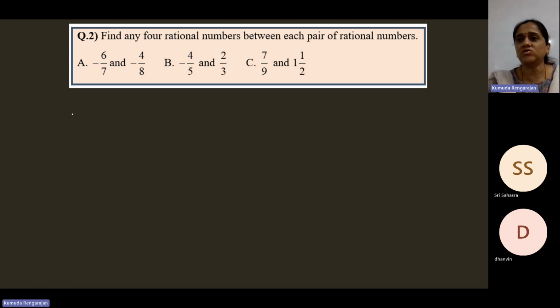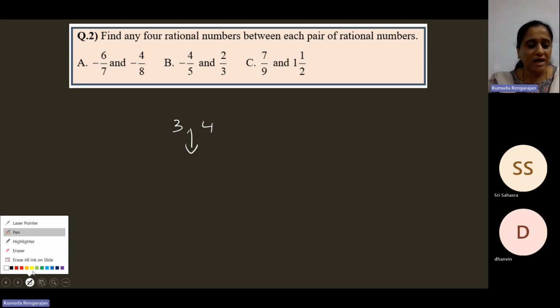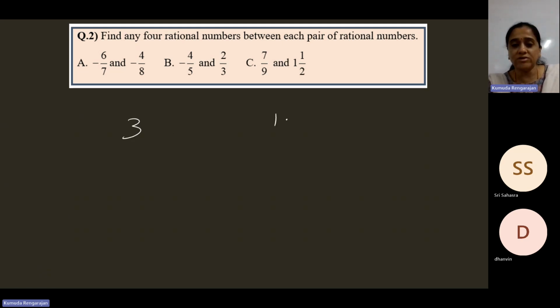Is there any natural number between two consecutive natural numbers? Between two consecutive natural numbers, there is no natural number. But between two natural numbers, there are natural numbers. Between two natural numbers, there can be many natural numbers.